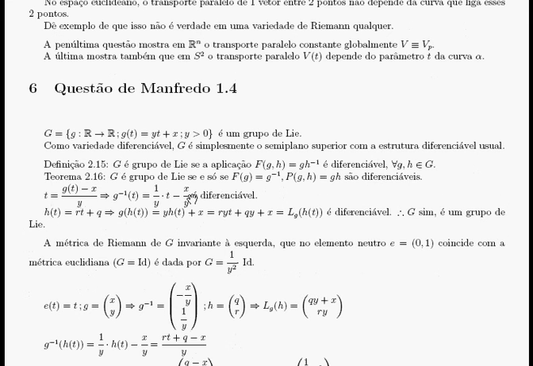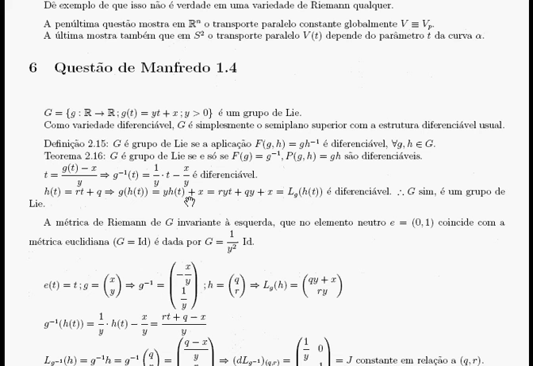Manfredo 1.4. Here we go to Lie group. Consider the half plane (x, y) real, y greater than 0, and consider the group of functions g from R to R, g(t) = yt + x, identified with the points (x, y), but they are functions, they are isometries of the half plane. As a differentiable manifold, G is the half plane with the usual differentiable structure.